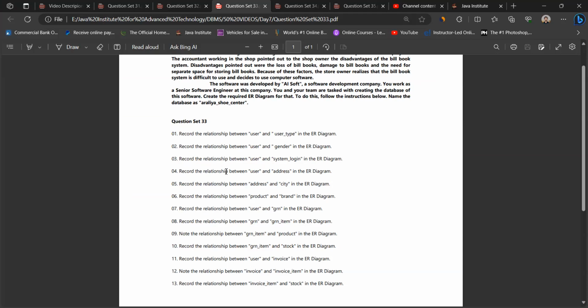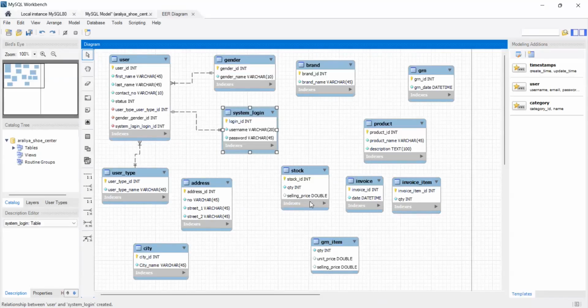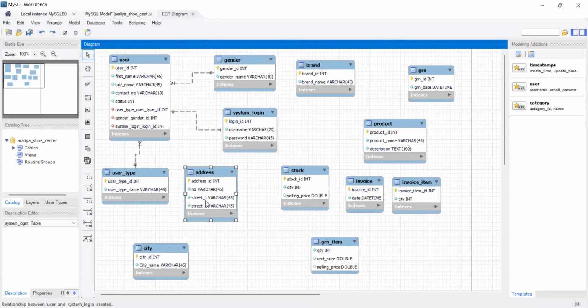Record the relationship between user and address in the ER diagram. User and address. So here if we consider one user can only have one address, while many users can have the same address. So it belongs to one-to-many. The many side should be user.